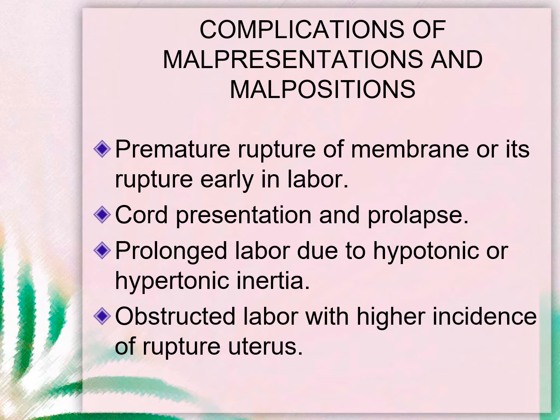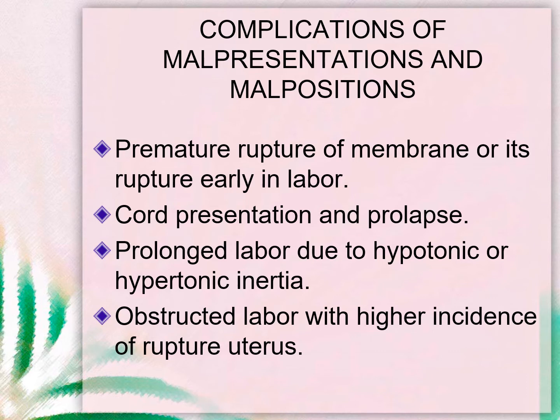Already we have seen there is a chance for premature rupture of the membrane or its early rupture in labor due to the ill-fitting presenting part. And second thing, there is a chance for cord presentation and cord prolapse. If the presenting part is well fitted to the fetal pelvis, extra space will not be there through the sides of the presenting part. So usually the umbilical cord also will not get space through the sides of the presenting part, so it will not come in front of the presenting part.